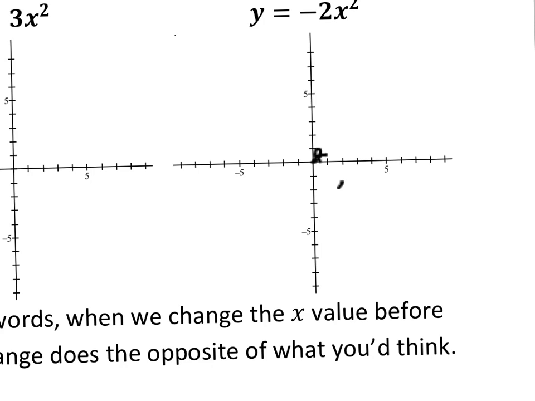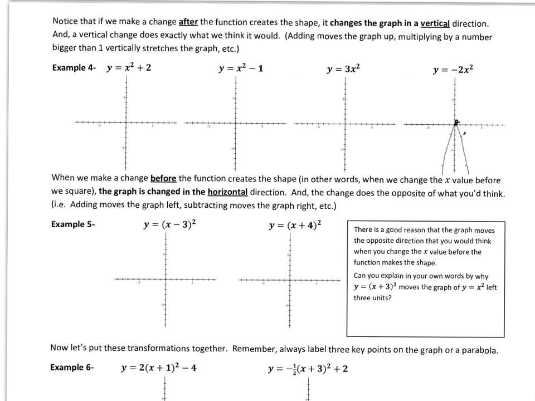Okay, so go right 1 and down 1 squared times 2. Right 2, down 2 squared times 2, which is 8. And then left 1, down 2, left 2, down 8. And there we go. Okay, that's what our 2x squared looks like. That's kind of sideways. Sorry about that.